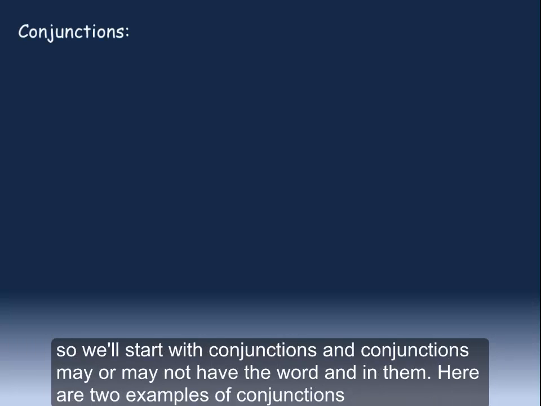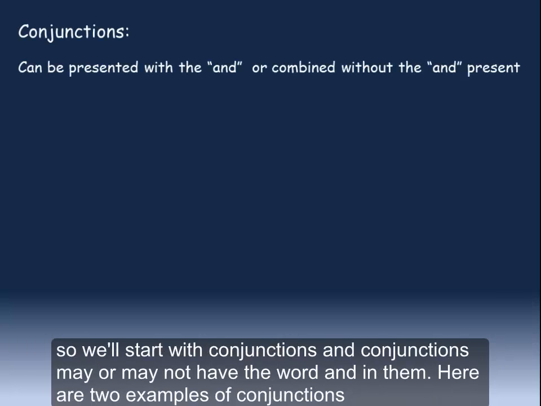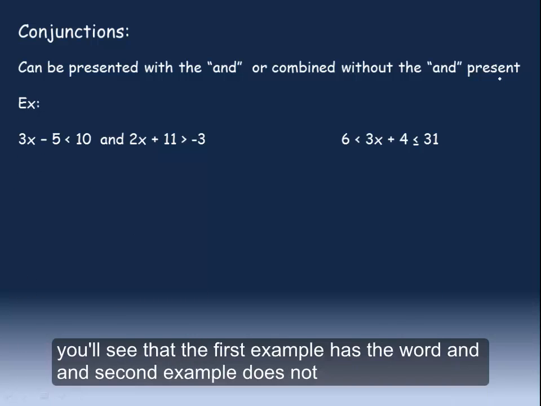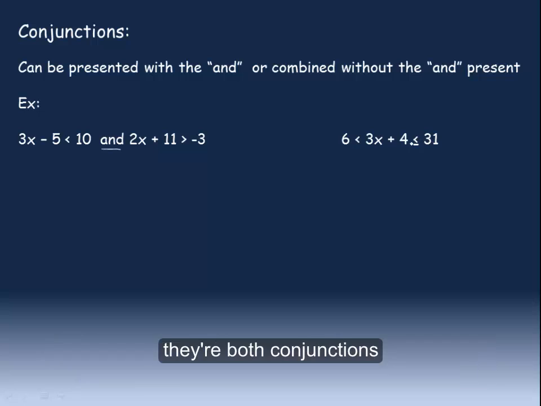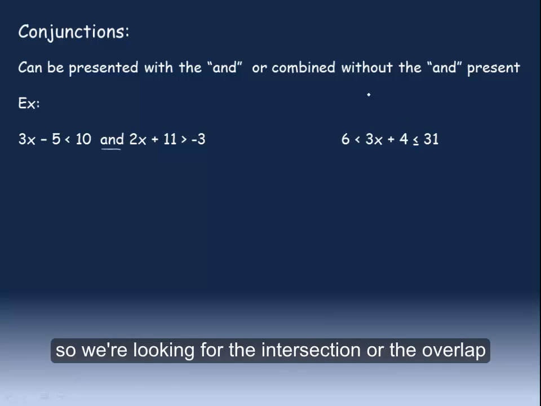So we'll start with conjunctions, and conjunctions may or may not have the word "and" in them. Here are two examples of conjunctions. You'll see that the first example has the word "and" and the second example does not. They're both conjunctions. So we're looking for the intersection or the overlap.